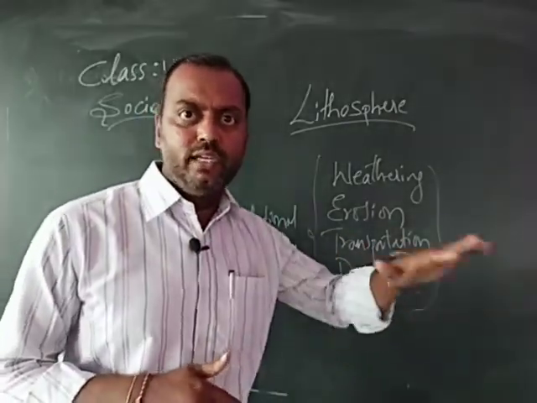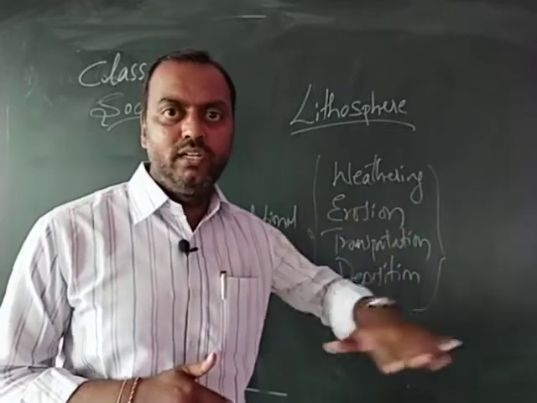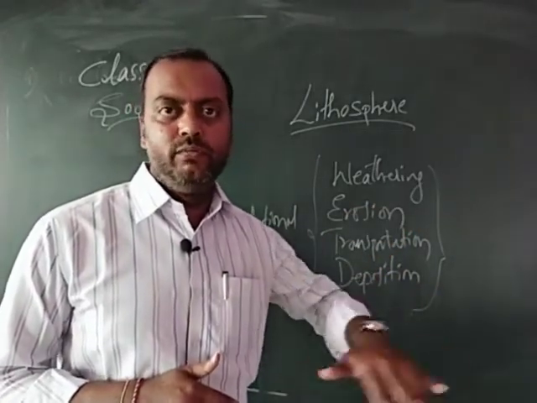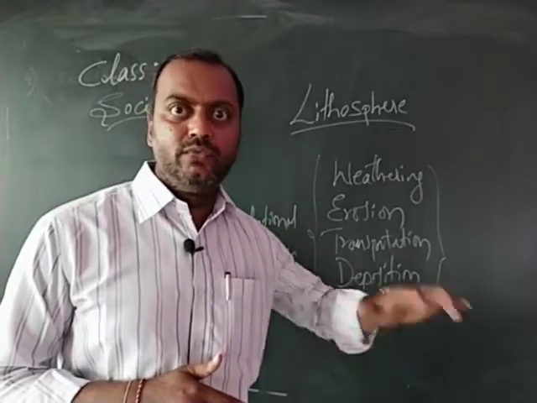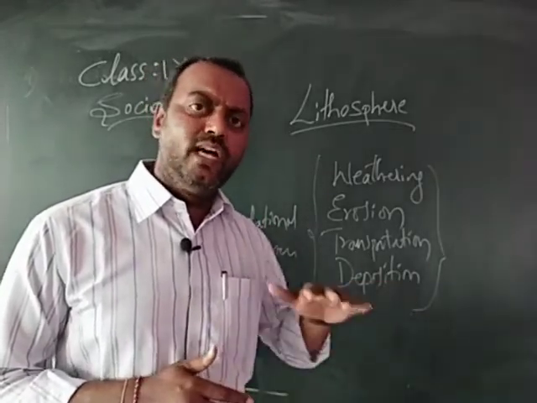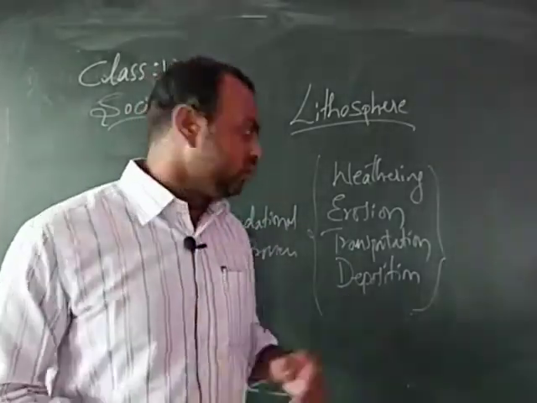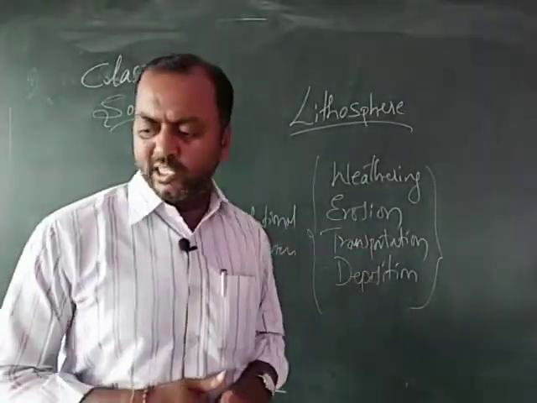Wind is a moving agent, so it carries away a lot of material, and water also carries away with it a lot of silt and a lot of chemicals. So this wearing away of the top layer of the rock or the soil is called erosion. And the third one is transportation.